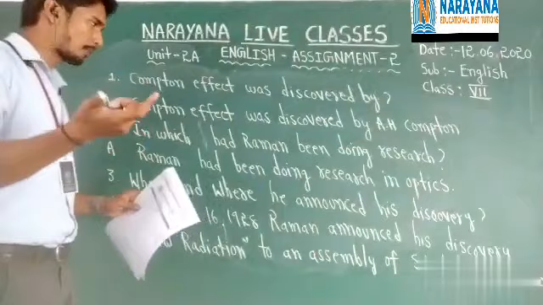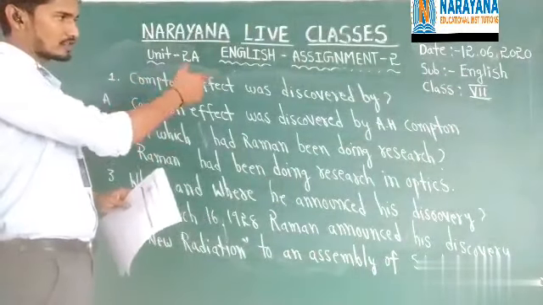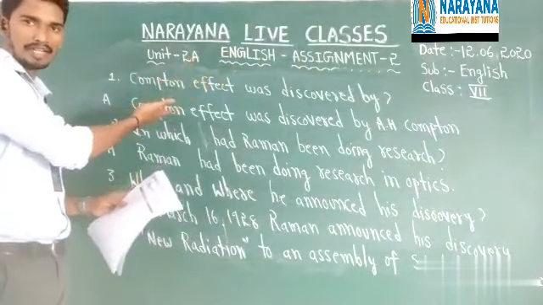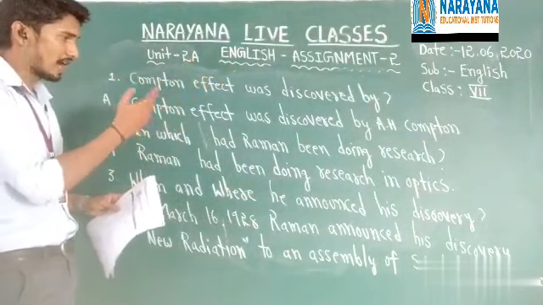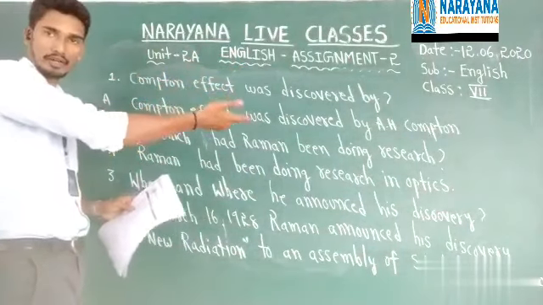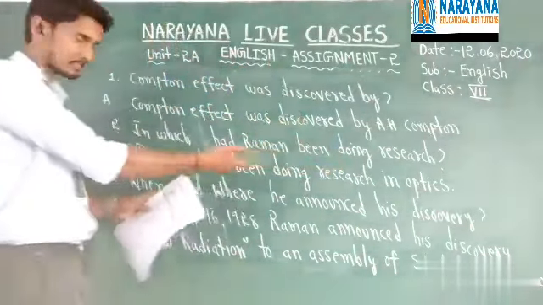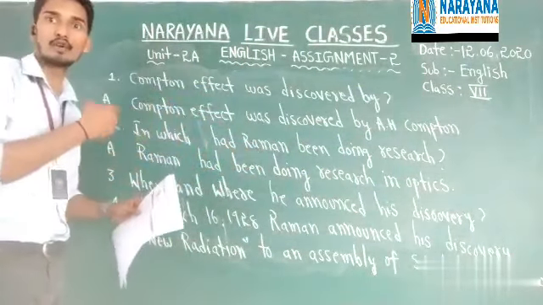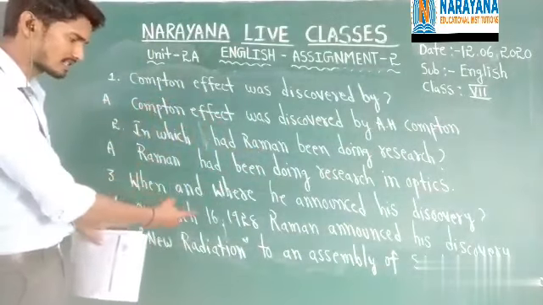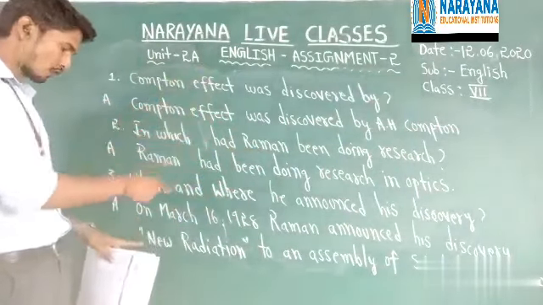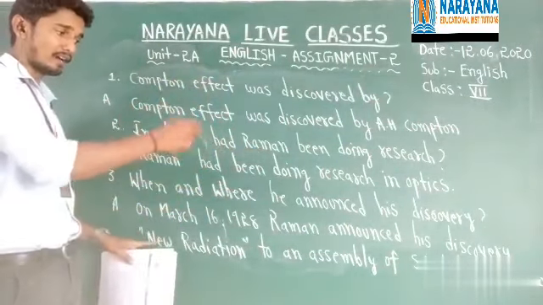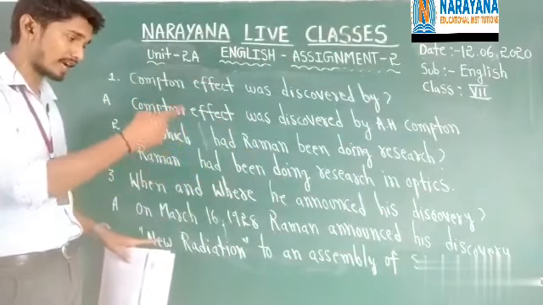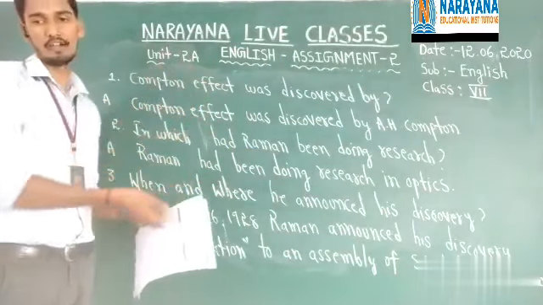Once again, a quick recap of these questions. Compton effect was discovered by A.H. Compton. In which had Raman been doing research? That is optics. And the third question, when and where did he announce his discovery? On March 16th, 1928, the new radiation theory, to an assembly of scientists at Bangalore.